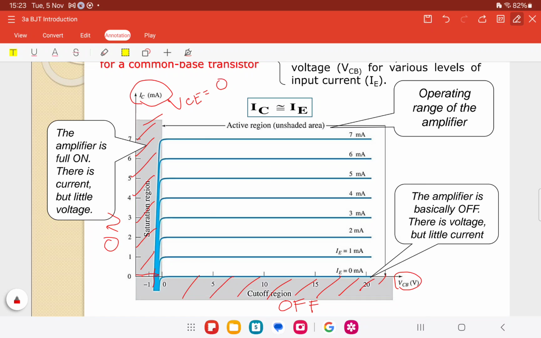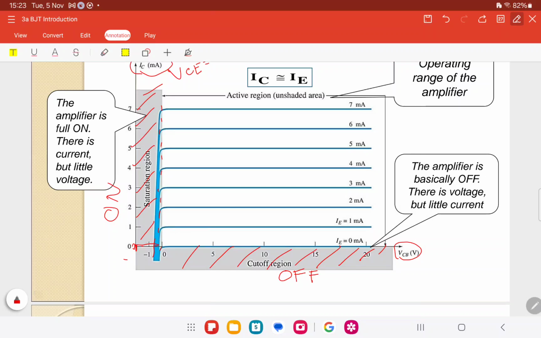Equals to 0 lah, sebab dia lebih kurang dekat axis kan. Cuma yang ni dia lukis dekat negatif, tapi sebenarnya dia start dekat tengah ni kan. So dia 0. How about dekat sini, dekat cut off region, IC equals to 0.